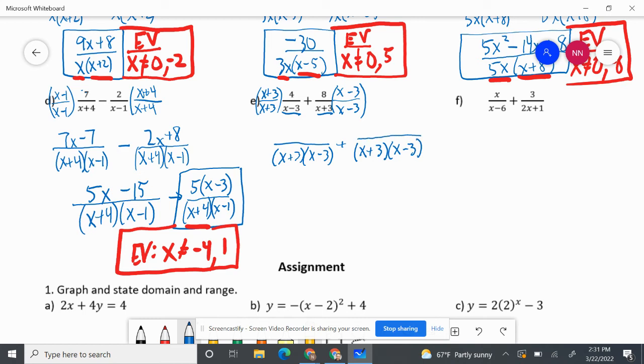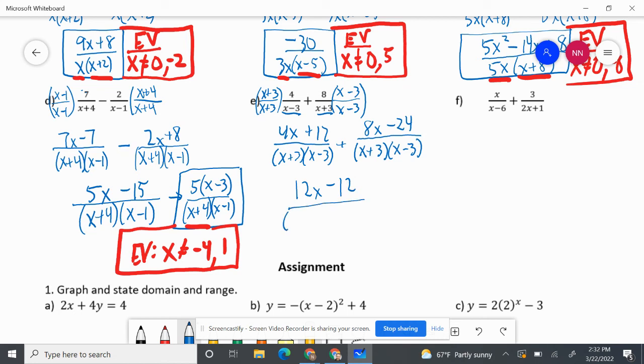So 4 times x is 4x. 4 times 3 is 12. 8 times x is 8x. 8 times negative 3 is negative 24. 4x plus 8x is 12x. 12 plus a negative 24 is a negative 12.